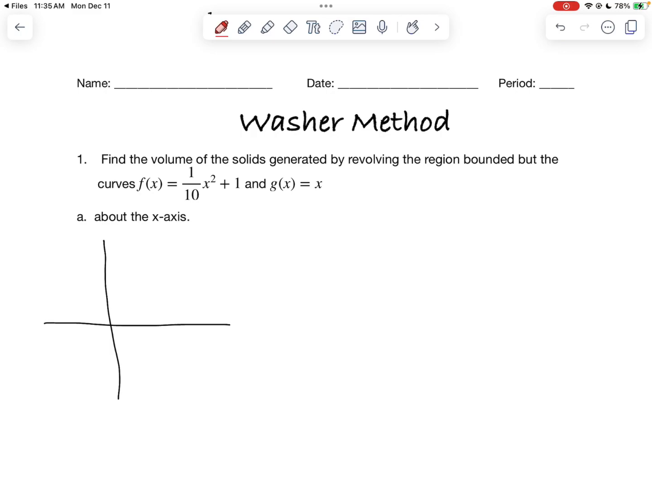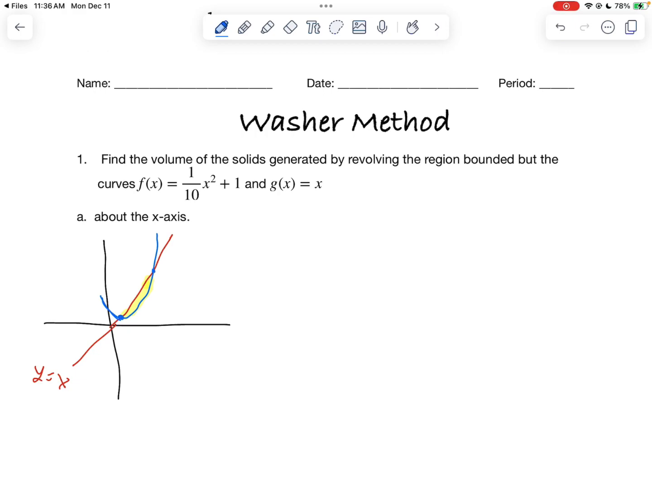So let's start by graphing g of x. g of x is equal to x, so that's a line straight through the first and third quadrants. And then we're going to graph the curve 1/10 x squared plus 1. So our curve should look something like this. The region in between these two graphs is this shaded region in yellow here, and we're going to revolve it around the x-axis.